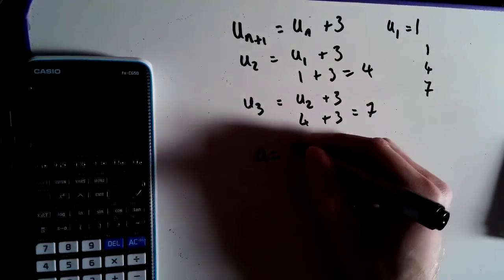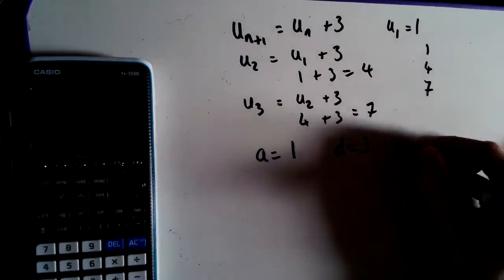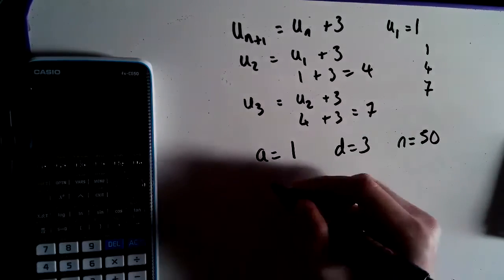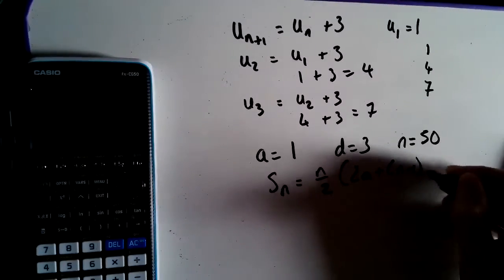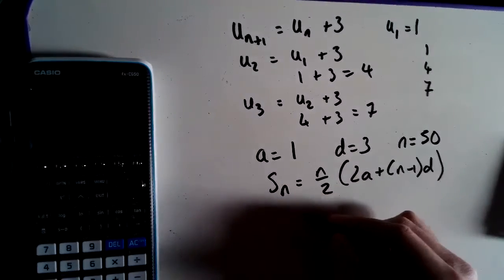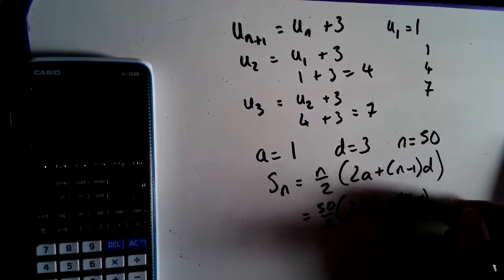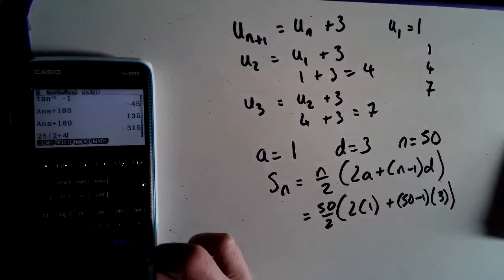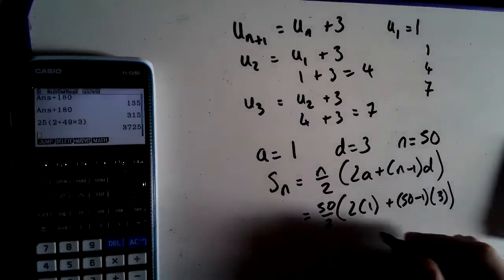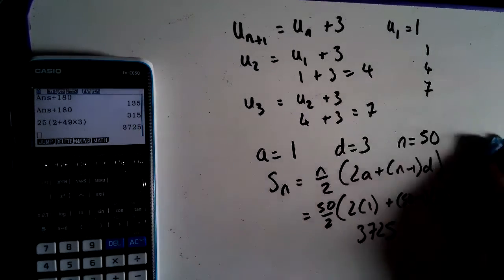So a is 1, d is 3, and we want the sum from 1 to 50. So n is 50, and now since it's arithmetic, we can use that Sn formula that you get given. So sub everything into there. So 50 over 2 times 2 times 1 plus 50 take away 1 times 3. Type that on your calculator. 2 add 49 times 3. 3,725. Yeah, remember you can check this one on your calculator because you can work on M10 for this one.